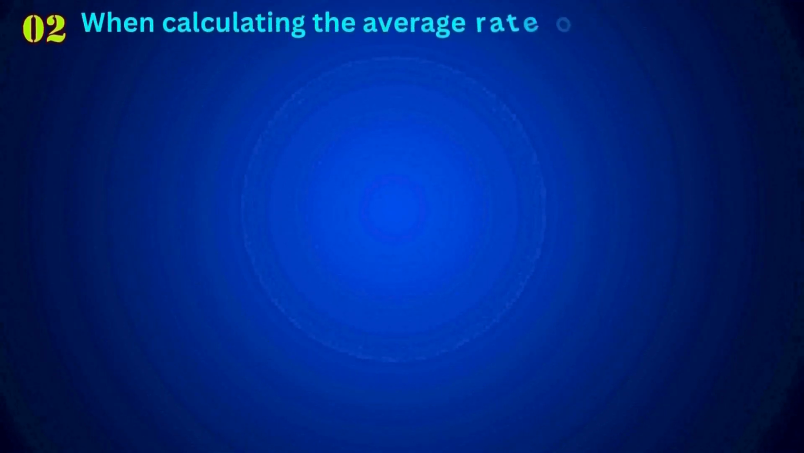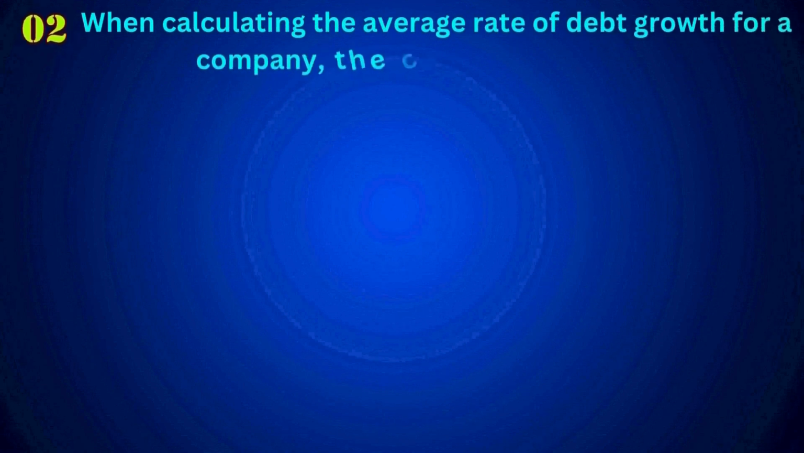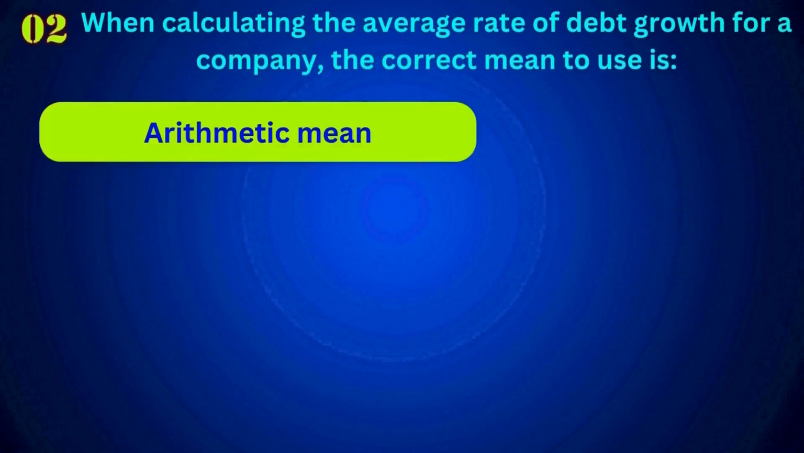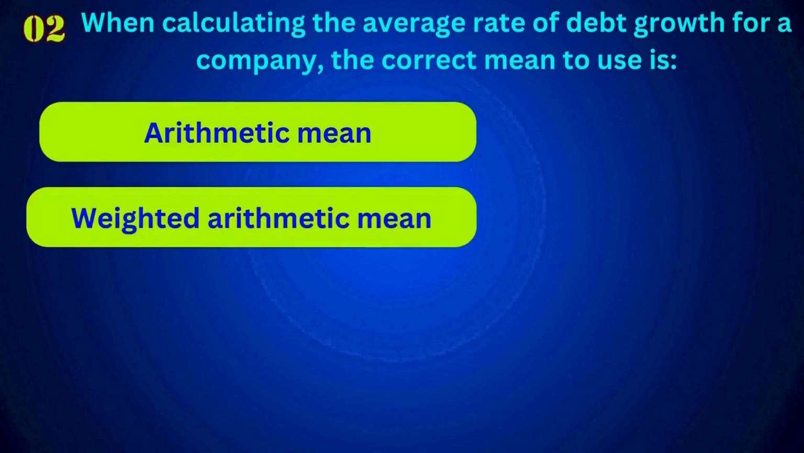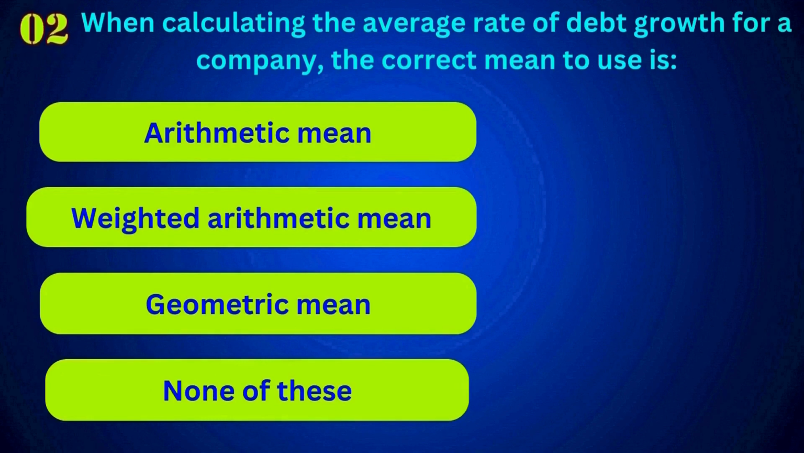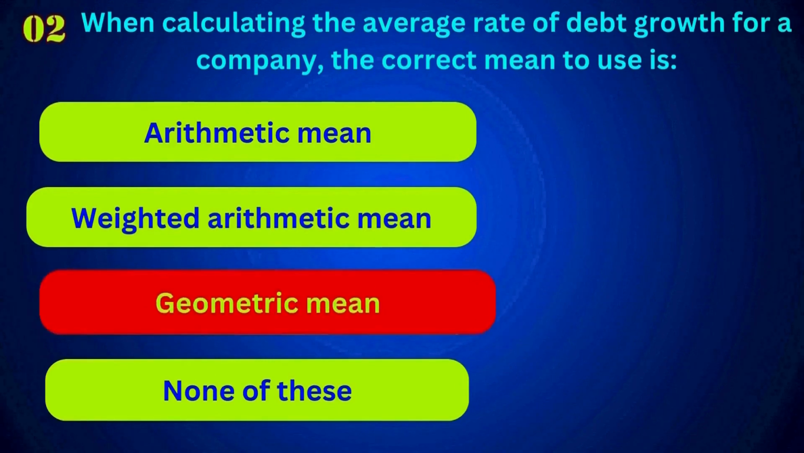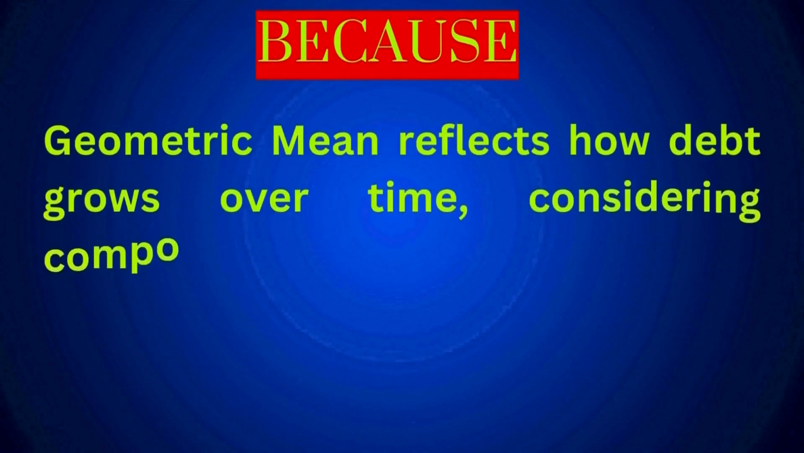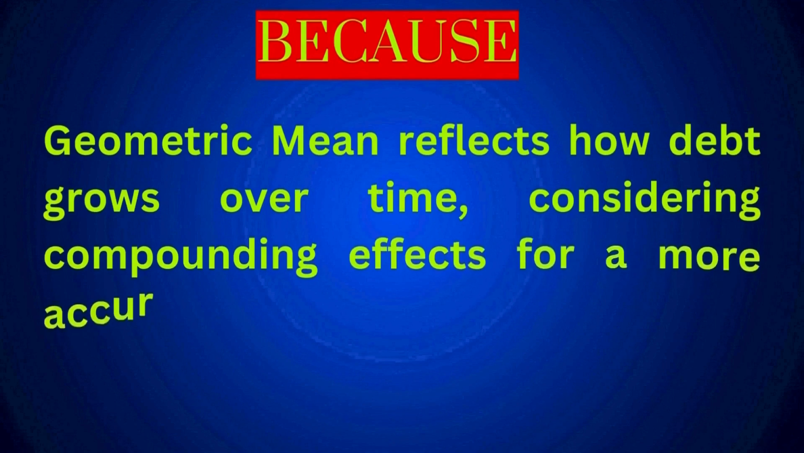When calculating the average rate of debt growth for a company, the correct mean to use is: options are arithmetic mean, weighted arithmetic mean, geometric mean, none of these. Right option is: geometric mean, because geometric mean reflects how debt grows over time, considering compounding effects for a more accurate average rate.